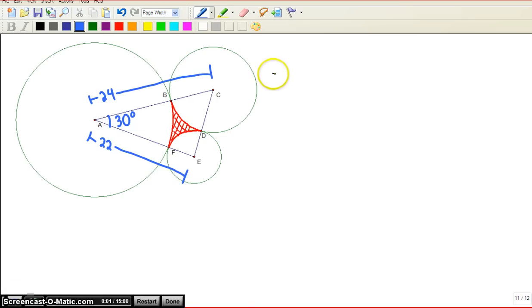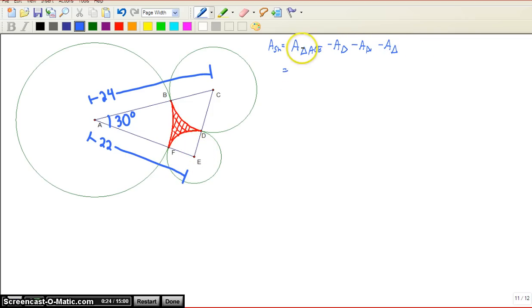This is problem number 6 from the Chapter 11 review packet. We're trying to find the shaded area in the middle. That shaded area is going to be the area of triangle ACE minus the area from sector A, minus the area from sector C, and minus the area from sector E.